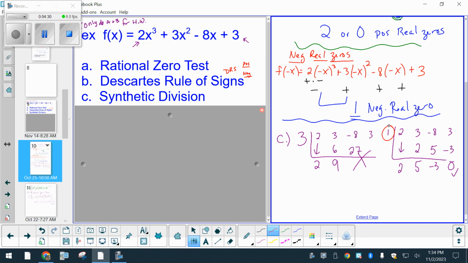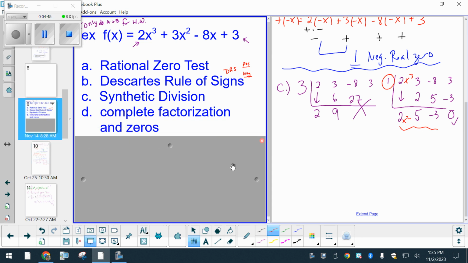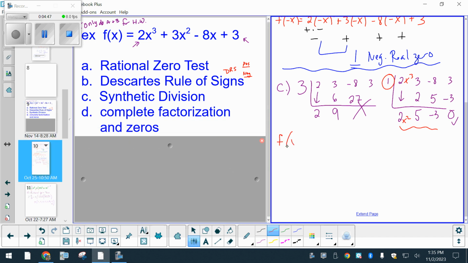So now, since we started with an x to the 3rd, we have an x squared here. So we can actually factor. So we're now going to do step D, which is write the complete factorization and your zeros. So we're going to go 2x squared plus 5x minus 3. And then our original factor is going to change to x minus 1.